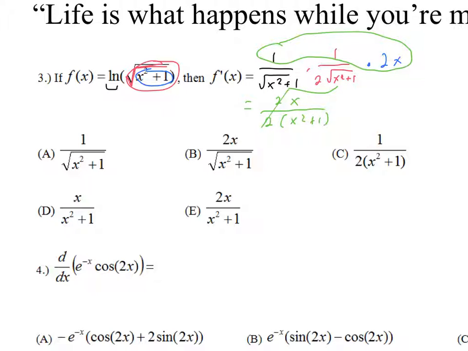I cannot cancel these x's because they're not terms independent of each other. This x squared is connected to this 1 through addition. So I have x divided by x squared plus 1.